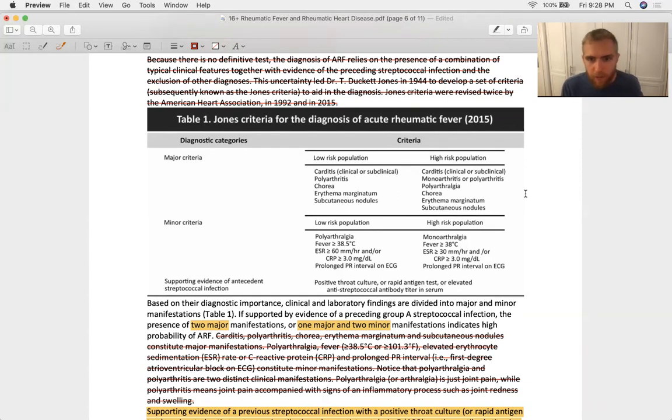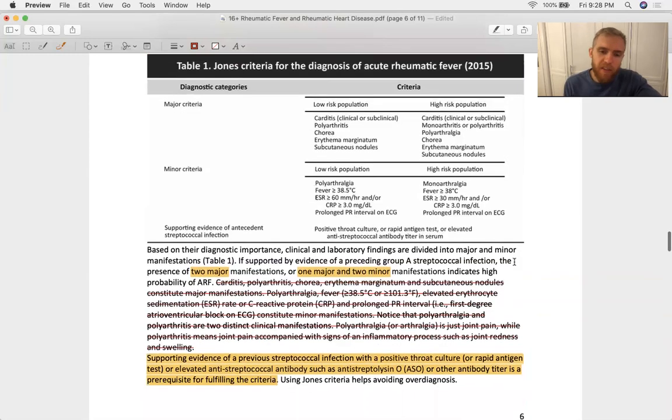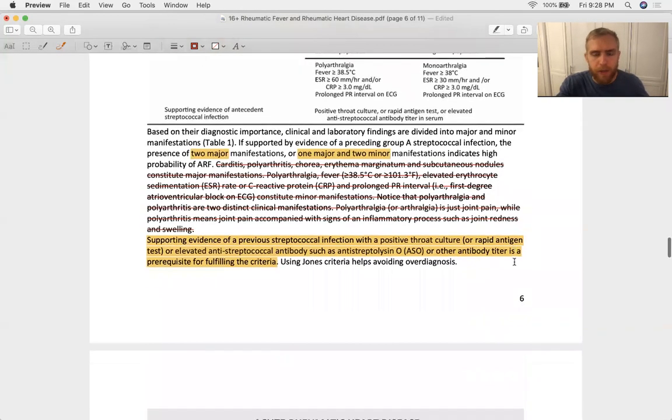So Jones, that's the mnemonic. That applies to both low and high risk. And then the cutoffs for minor criteria are a little bit different between low and high risk, but the text doesn't really talk about what's a low risk, what's a high risk. So I'm just going to assume high risk is children from countries that have a high incidence of strep, and low risk is going to be adults and children from the Western world where there's not as high a prevalence of Strep pyogenes infection. But I don't think you'll get a test question on risk.